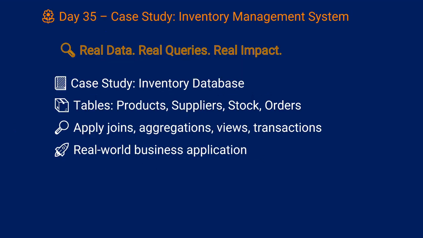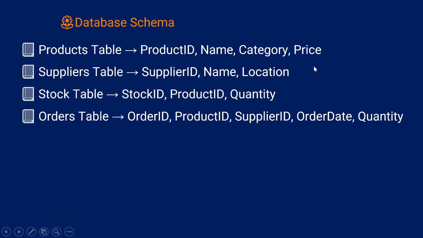Welcome to day 35. Today, we will work on an inventory management system case study. We will apply SQL concepts to manage products, suppliers, stock, and orders. Our inventory database has 4 tables: products, suppliers, stock, and orders. Together, they track product details, supplier information, stock levels, and orders.